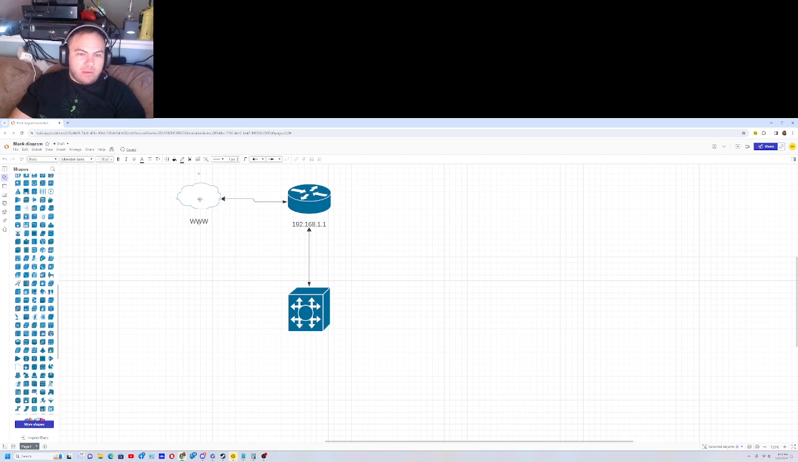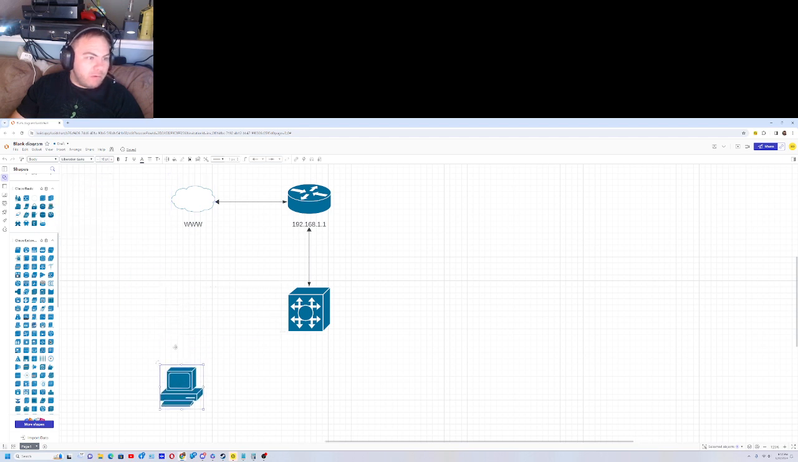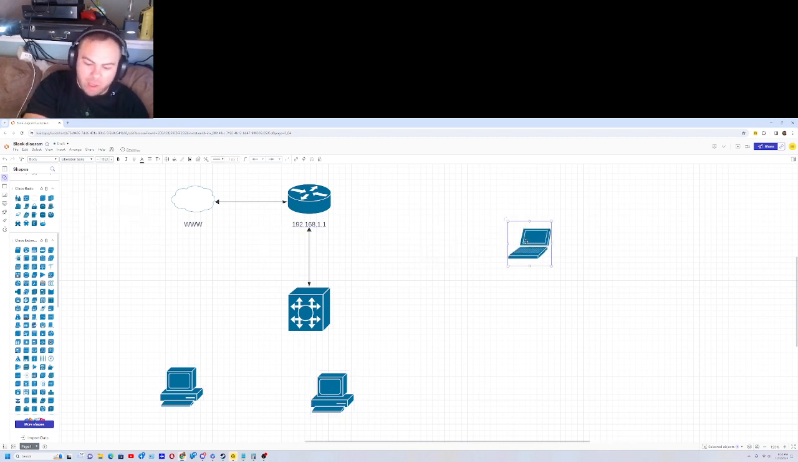So this is our router, and then we have a switch here, which honestly doesn't really rely on an IP address unless it is a layer 3 switch. Usually you don't give switches an IP address, so we'll skip over that. Let's add a few computers here: PC1, PC2, and probably some laptops as well. This forms our little network.